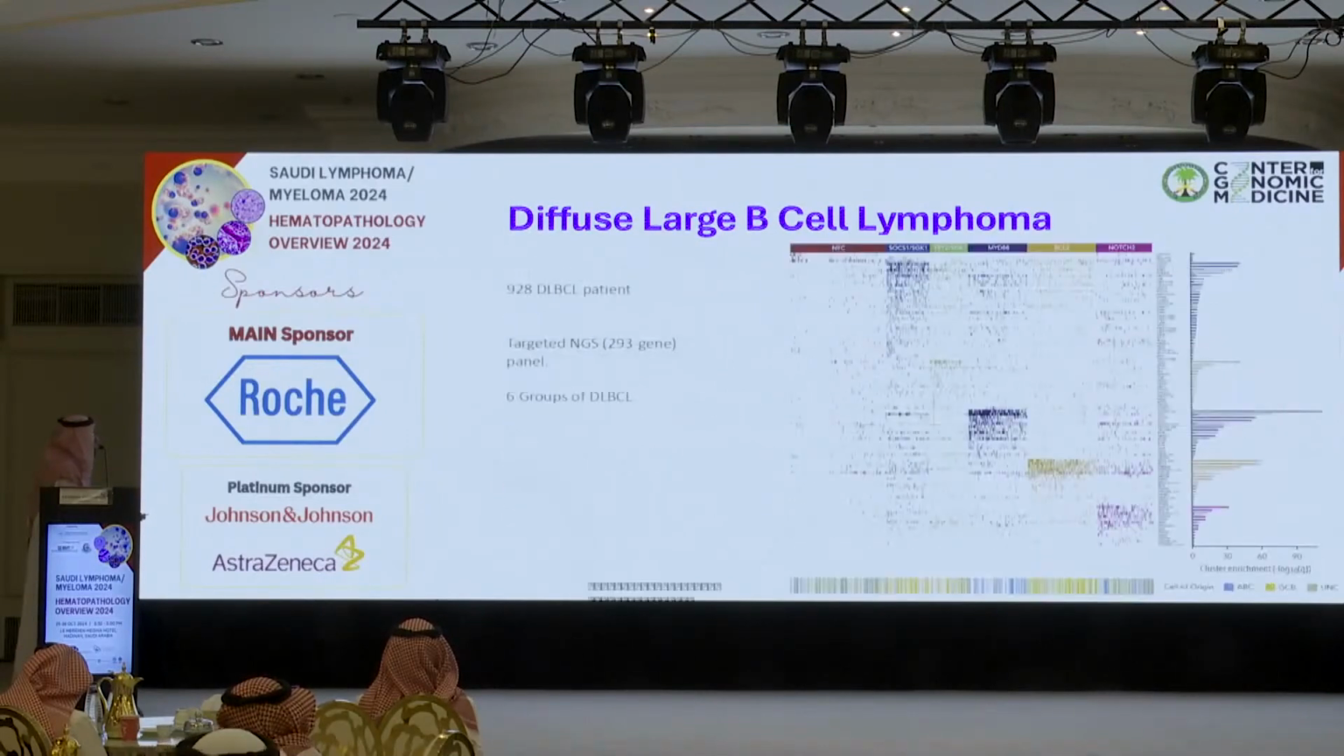Then there is another group from the UK. They have 928 DLBCL patients. They did targeted NGS, including 293 genes, and they divided it into 6 subgroups. These are also different subgroups with NOTCH2, BCL2, MYD88, and others. And there is a group that is not otherwise specified, or not otherwise classified, where it doesn't fit with any cluster here.